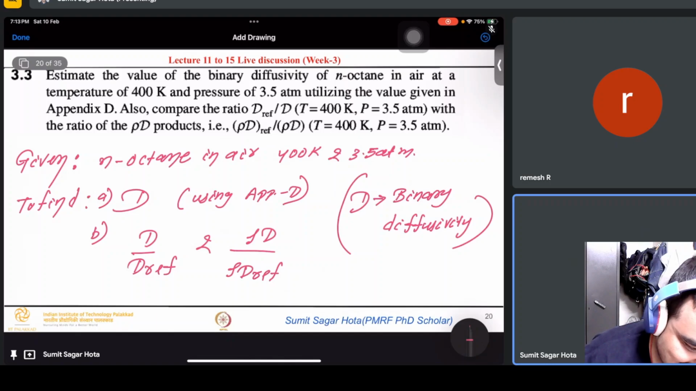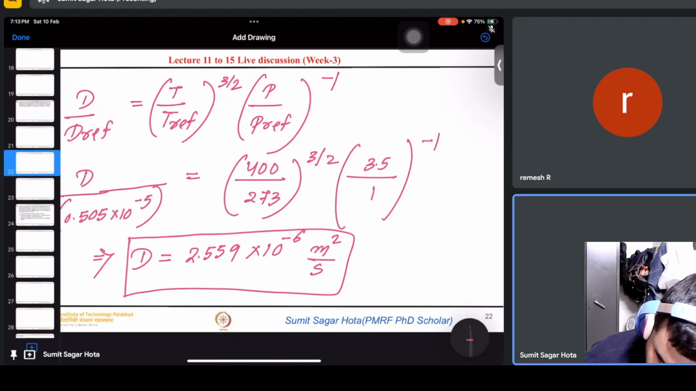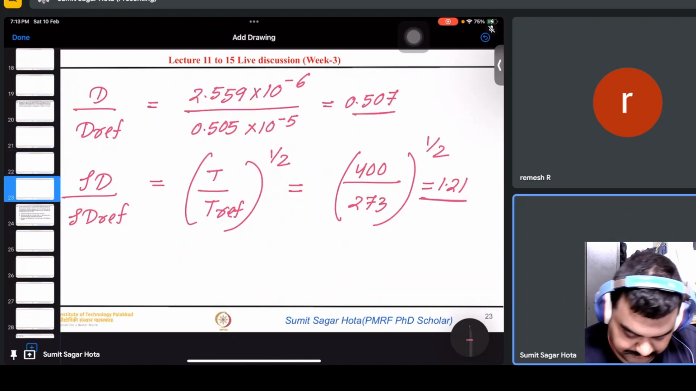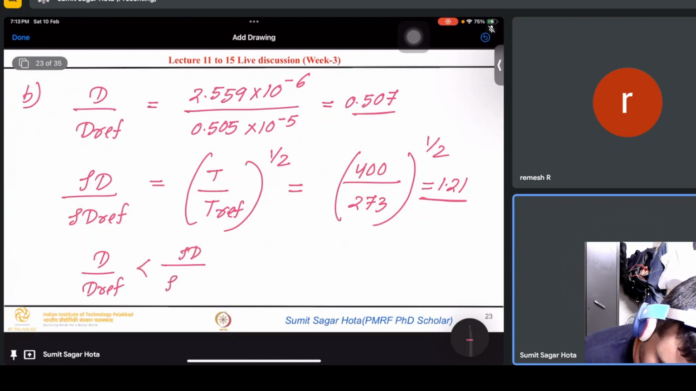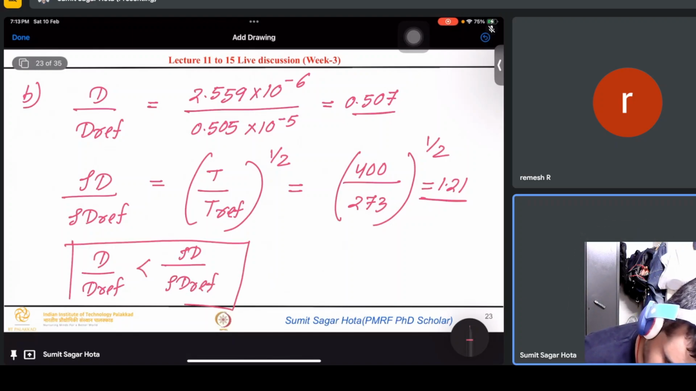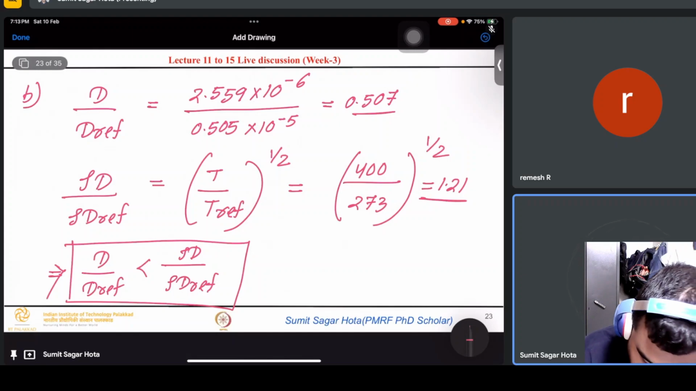So we got the plan. But what we get to know most, we get to know one thing, that D by D_ref is less than rho D by rho D_ref. This is the comparison, if they want a comparison.